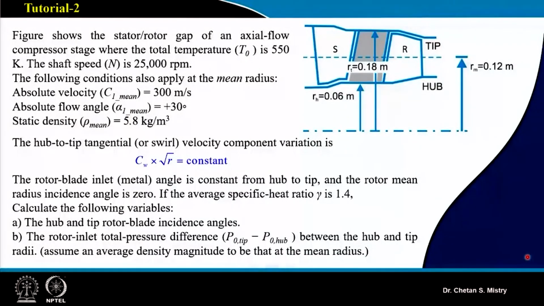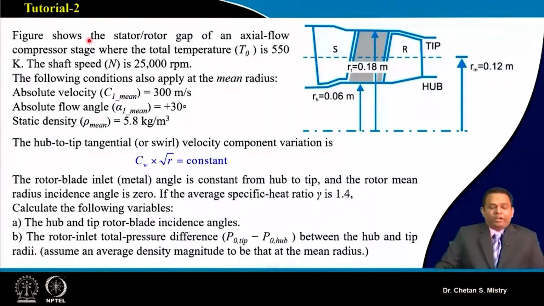Just look at this figure. It gives us information about the stator and rotor gap of an axial flow compressor stage where the total temperature is 550 Kelvin and the rotational speed is 25,000 rpm. The following data are available at the mid radius: the absolute velocity at the entry is 300 meter per second, and the absolute flow angle at the mid station is 30 degree.